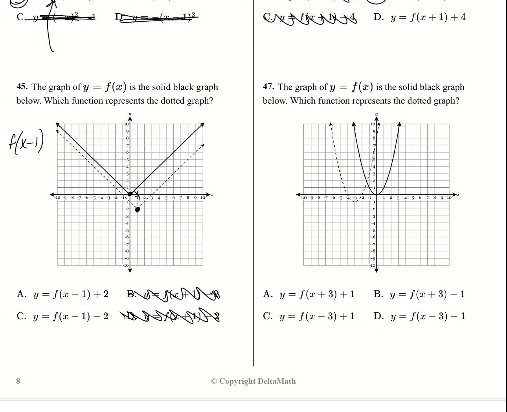And then I'm moving down 1, 2. So I should see f of x minus 1, then minus 2. So C is the best answer. C is the correct answer.